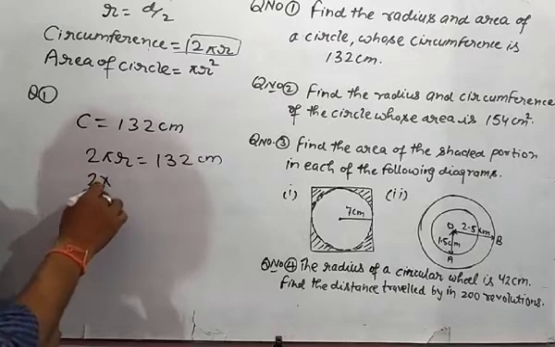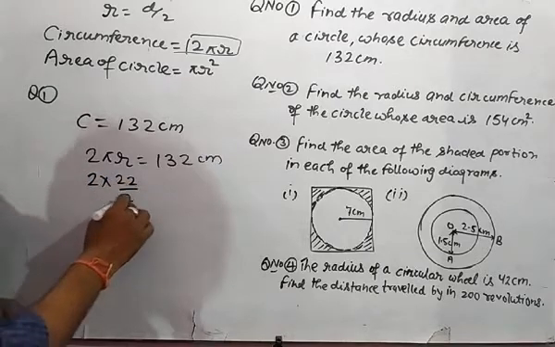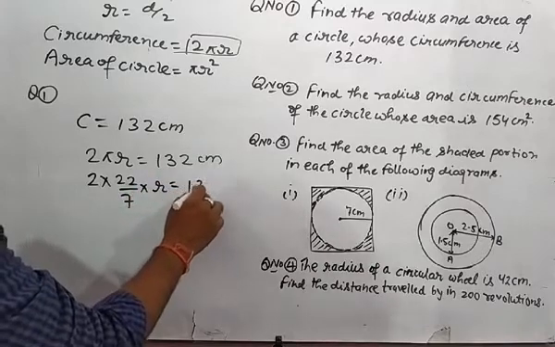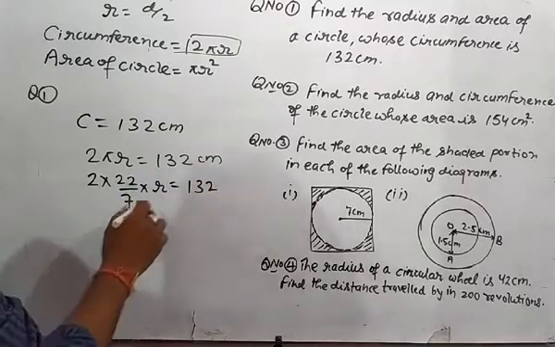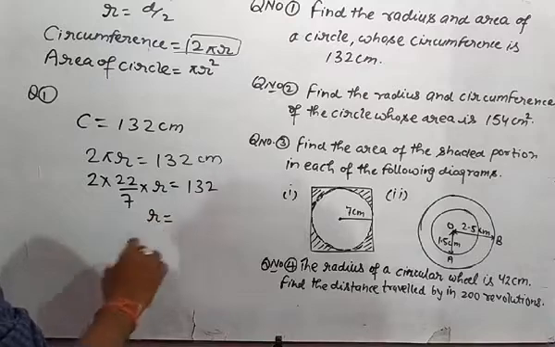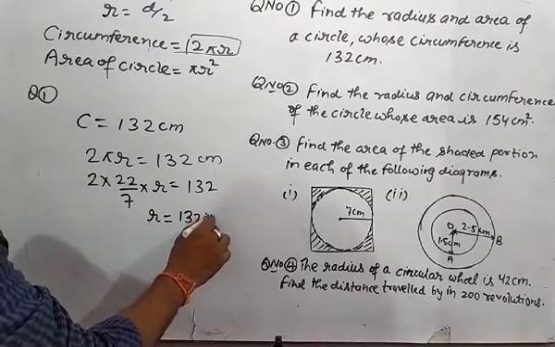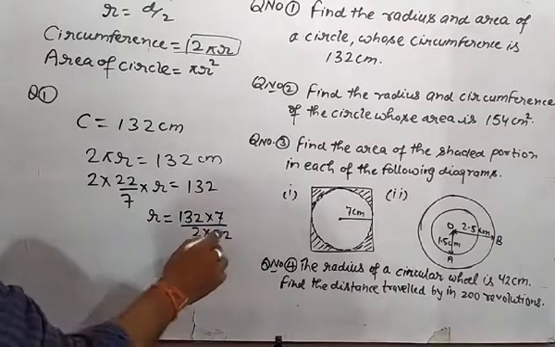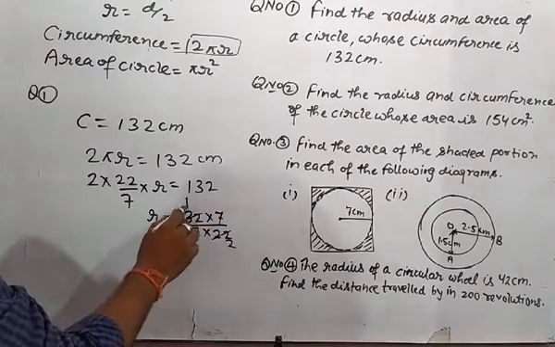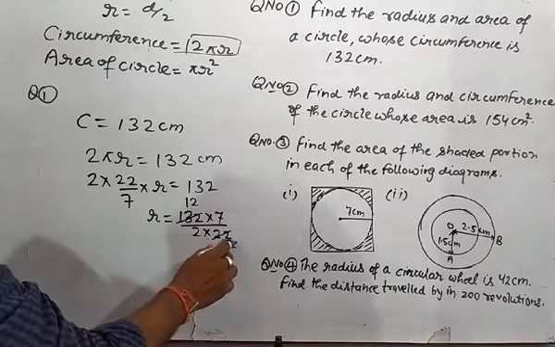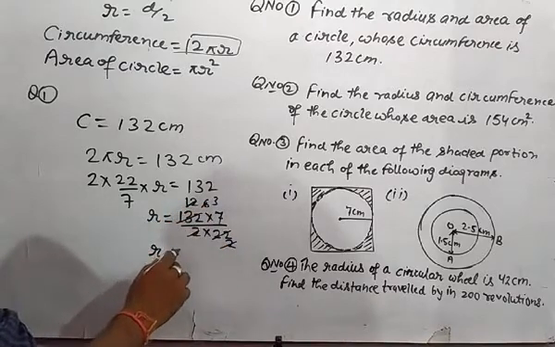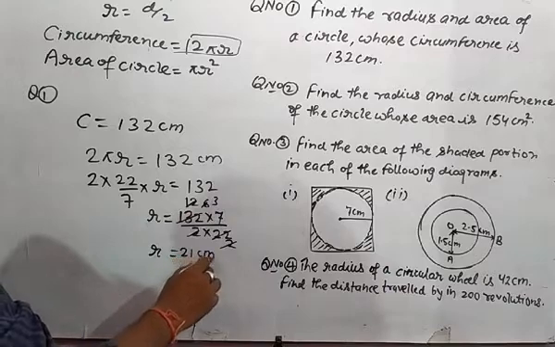So 2 means 2, pi means 22 by 7, and r we don't have, and 132 centimeter. So radius we have to find. Radius r is equal to 132 multiplied by 7 upon 2 into 22. So 11 2s are 22, 11 1s are 11 and 11 2s are 22. So 2 6s are 12 and 2 3s are 6. So that is, radius is equal to 21 centimeter.